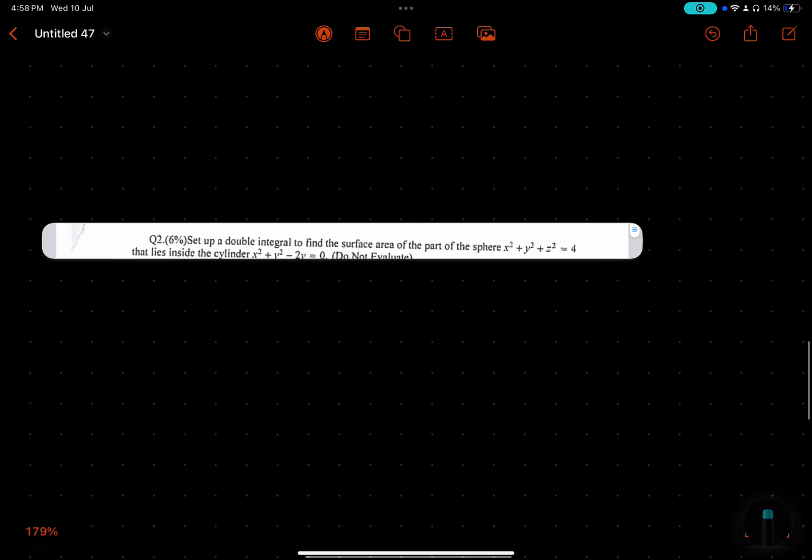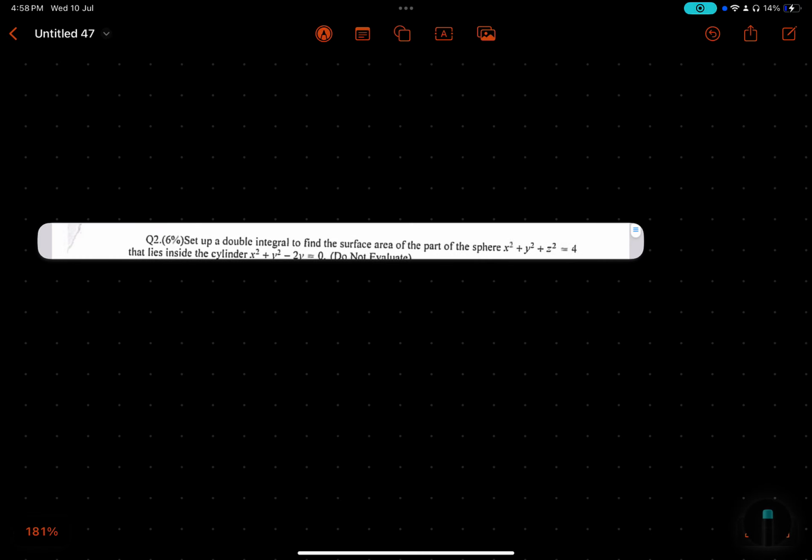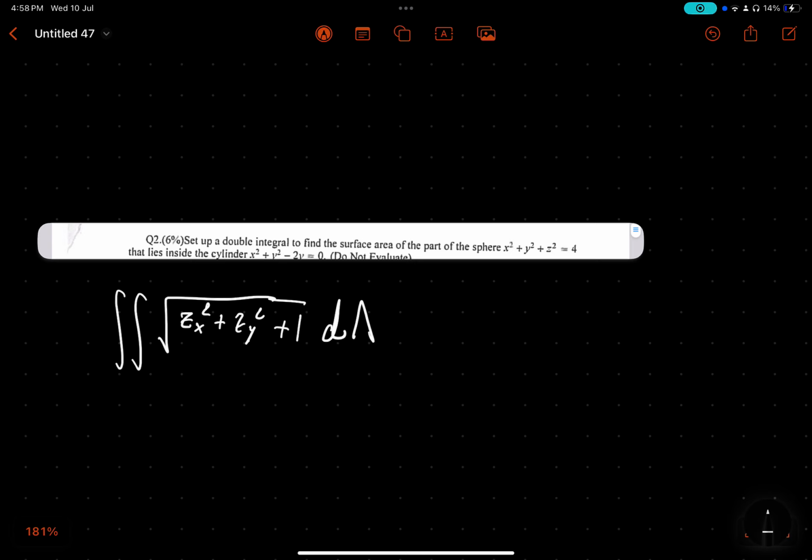And so he wants us to set up a double integral to find the surface area. So the surface area is basically the square root of zx squared plus zy squared plus 1, and then dA, and that's our surface area.